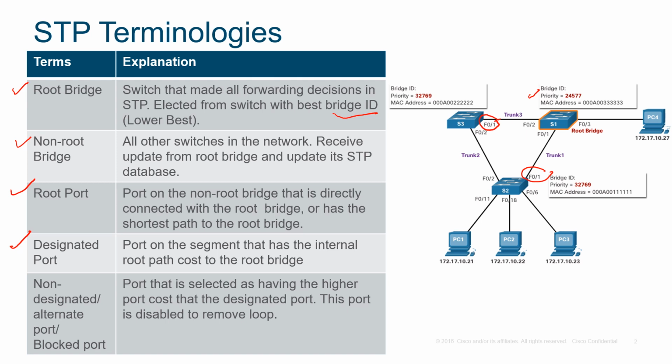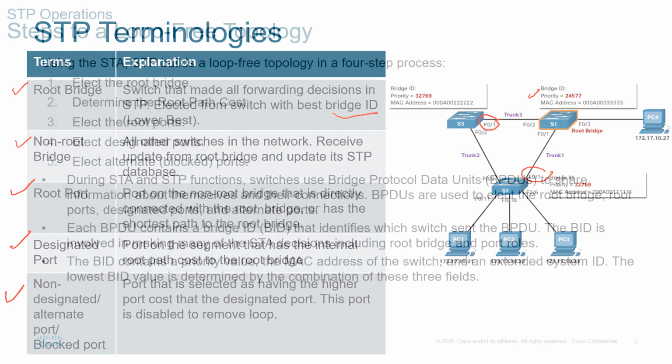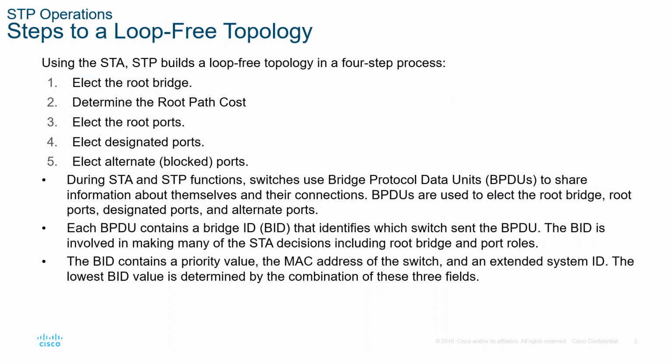But you have to understand that we have another port, which is the block port. The port that has a higher port cost than the designated port that I explained earlier will be disabled to remove the layer 2 loop. Nonetheless, I will explain again later on how the election of the root bridge, non-root bridge, root ports, designated port, and also alternate ports happens using the spanning tree protocol.